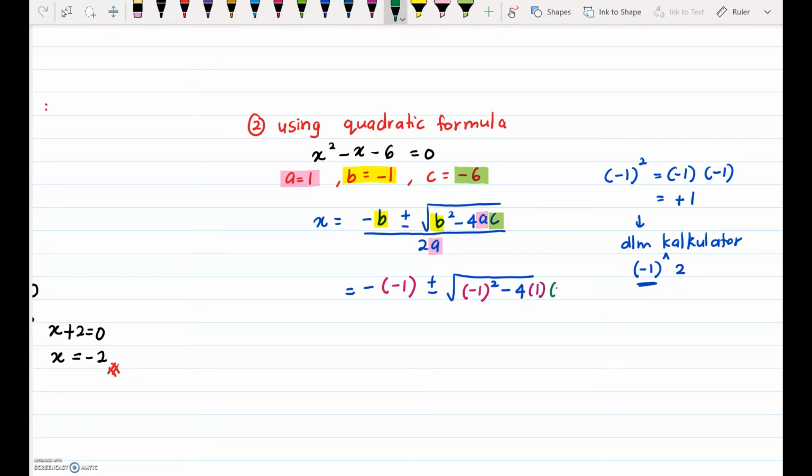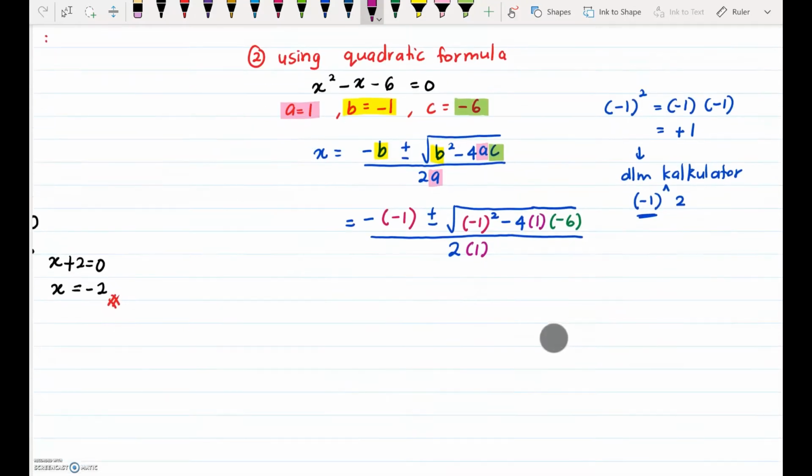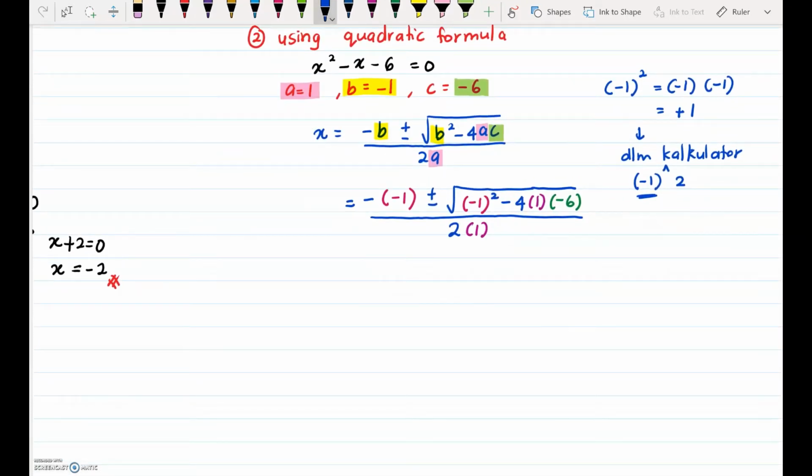C adalah negative 6. Dalam kurungan. And then divide by 2a. So a dia berapa? A dia adalah warna apa tadi? Warna purple. A dia 1 juga. Okay, so kita kira 1 per 1 lah. Kita kira 1 per 1. So dekat sini negatif darab negatif. Okay, saya buat warna merah. Negatif darab negatif, kita dapat berapa? Dapat positif.